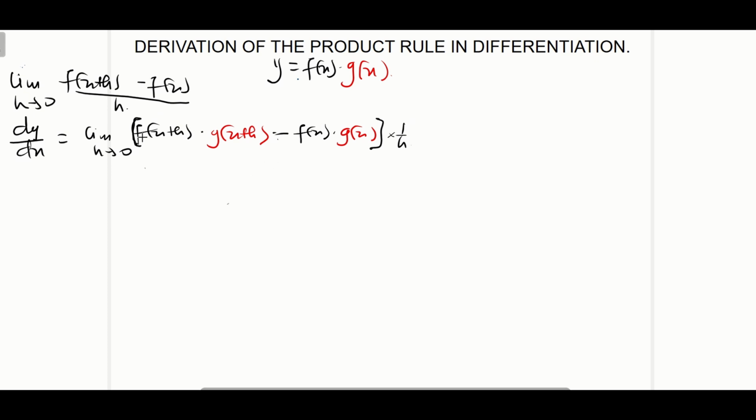But let's see what we can do over here. We can introduce a concept of 0, where whenever I have minus f of x plus h multiplying my g of x, and I add the same thing, f of x plus h multiplying my g of x, the sum is just 0. So when I add 0 to this, I've still not changed the function. The function still remains the same, so I can equally add it.